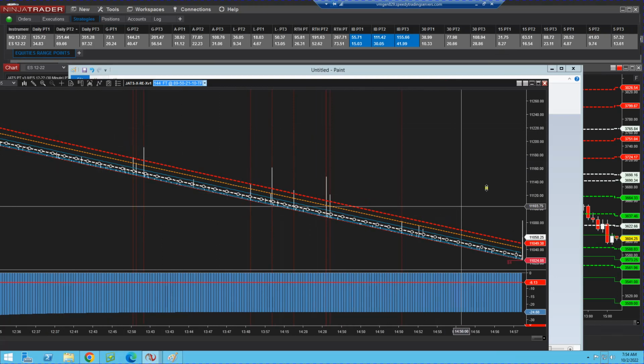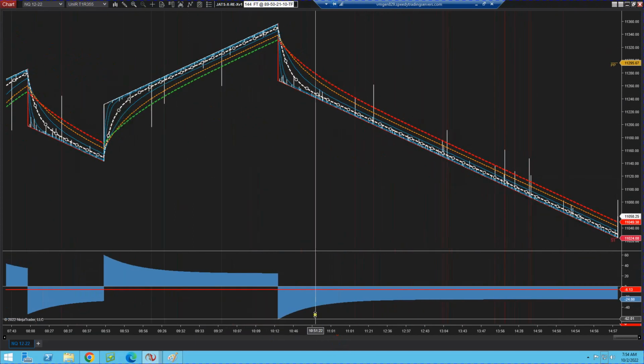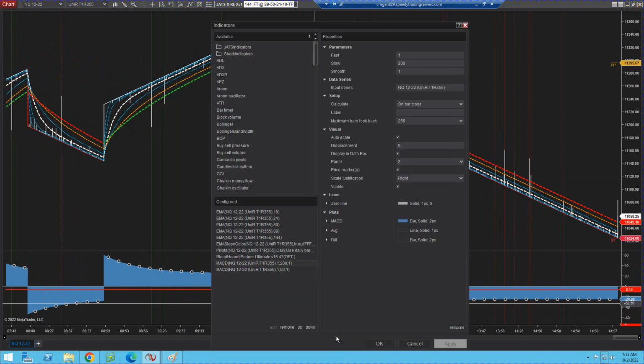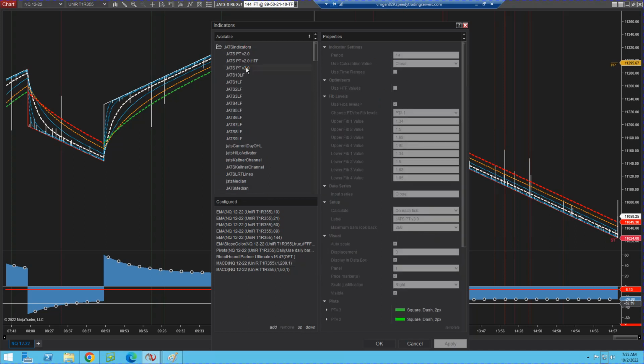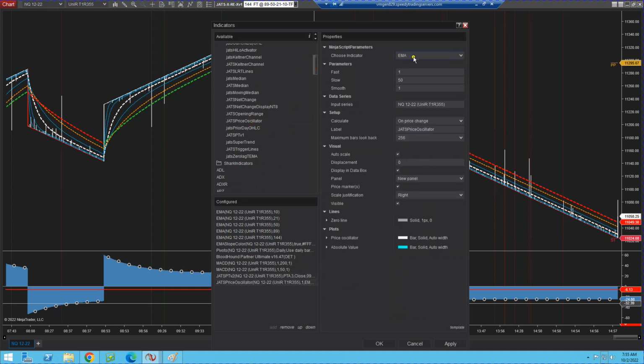So I know I use my Unirinkos a lot differently than everybody else, but the bottom price oscillator, I want to talk about that real quick. JATS has a price oscillator just like the NinjaTrader platform does. And the price oscillator, guys, is just a MACD. It's basically just taking price away from the EMA and allowing you to smooth it. So if you were to go into your price oscillator, down here, it's the same thing.